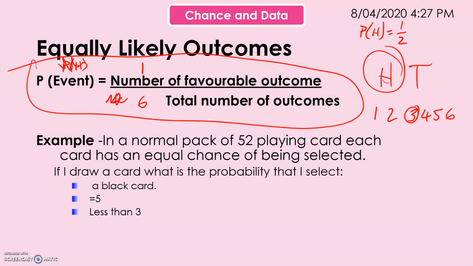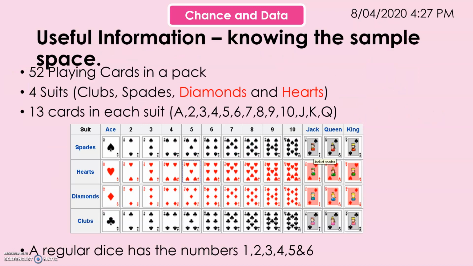Each card has an equal chance of being selected. If I draw a card, what is the probability that I select a black card, that is equal to 5, and is one that is less than 3? A lot of the problems with probabilities might be in a context you're not familiar with. A lot of you may not be familiar with the pack of cards and how it's all divided. So having a good understanding of this will make it a lot easier.